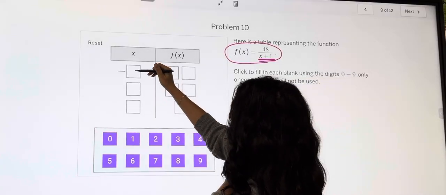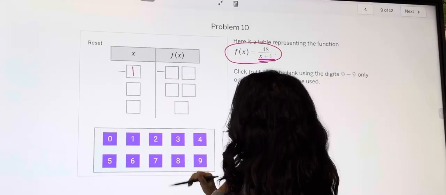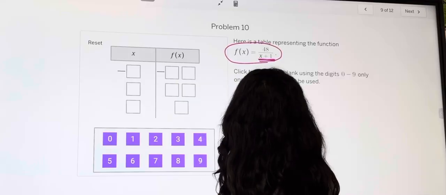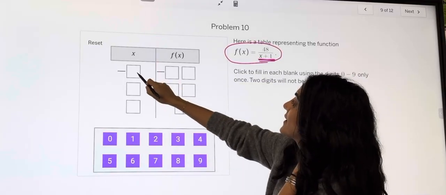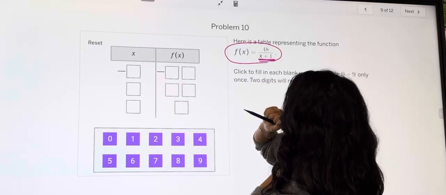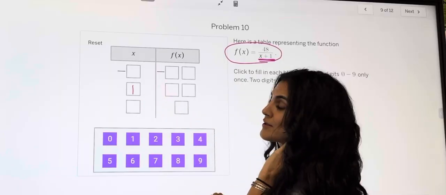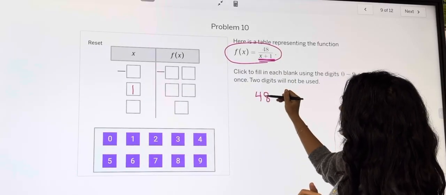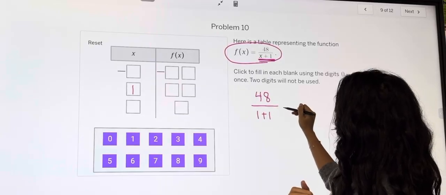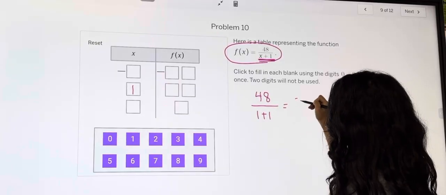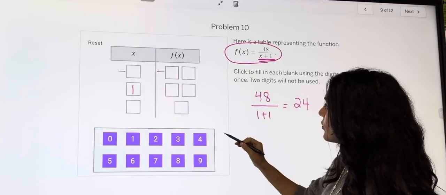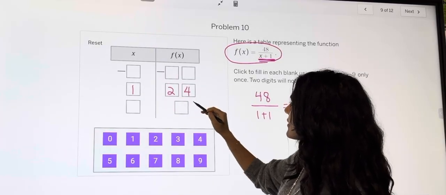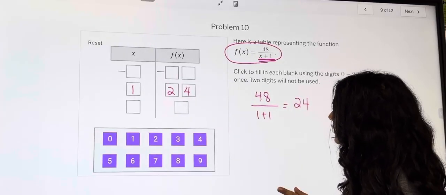Do we dare just try plugging something in like a 1? Oh no, we can't plug in 1. That's insane. That's the one thing we can't plug in. We can't plug in a negative 1 right there. So let's just plug in 1 and see what happens, all right? If I plug in 1, I get 48 divided by 1 plus 1, which is 2, and the answer comes out to be 24. So that so far is okay.